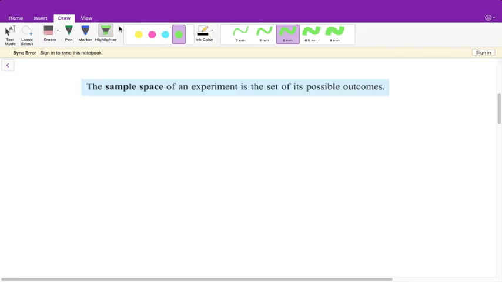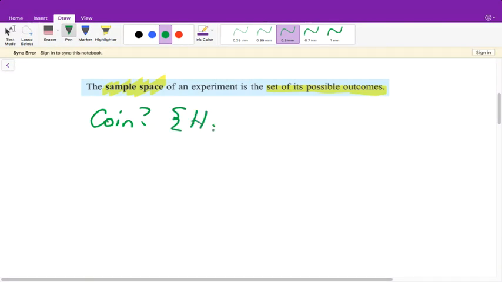So before we can go through listing out our sample space, we need to know what that is. And a sample space of an experiment is a set of all of its possible outcomes. So if we're just flipping a coin, our sample space is simply a heads or a tails. That's nice and easy. Well, what if we're flipping a coin and rolling a die?